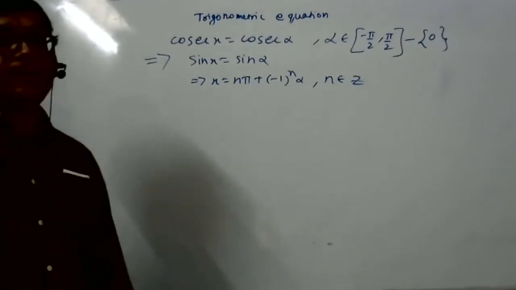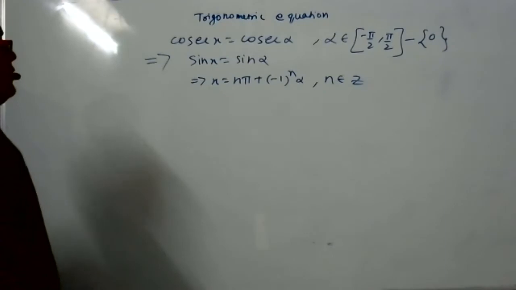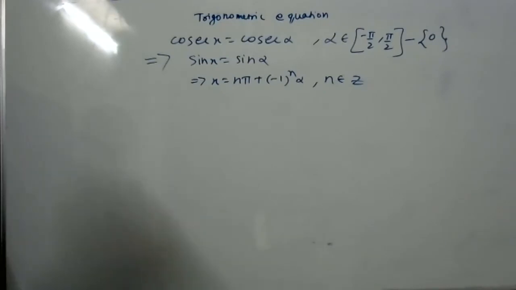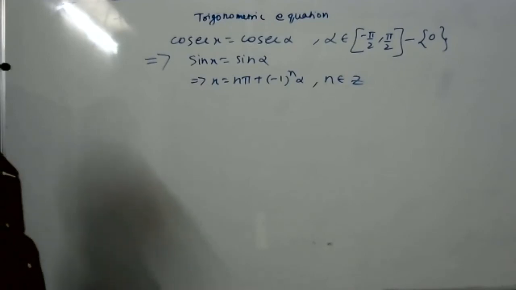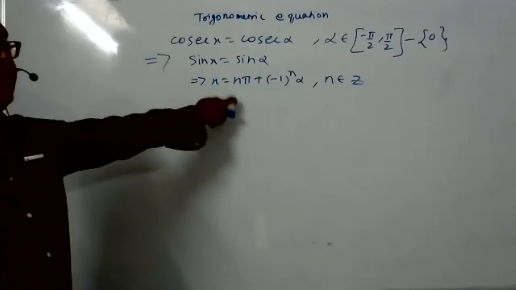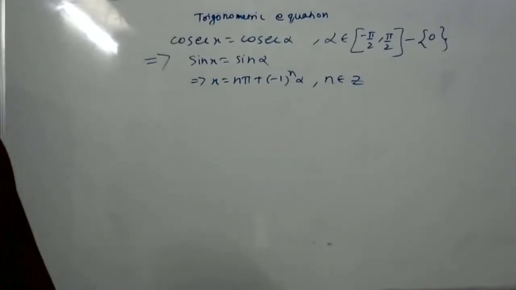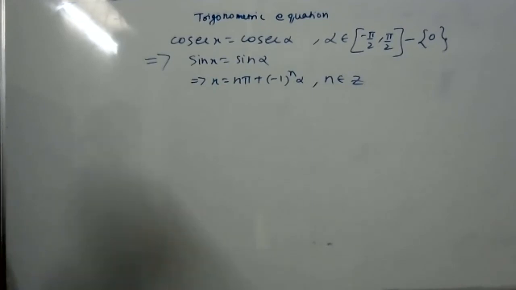Take the reciprocal. Cosecant x is equal to cosecant alpha implies sin x is equal to sin alpha. Taking reciprocal, if you want, you can mention. For cosecant x is equal to cosecant alpha, same answer, not a different answer. Convert to sin x and sin alpha.